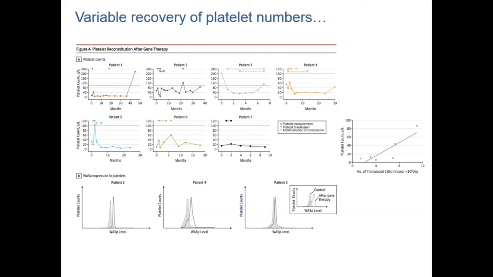Then other patients have better recovery of platelets. So, for example, in patient two, a Paris patient, you can see the platelet numbers, although not normal, are into a range where we wouldn't worry about the risk of bleeding.